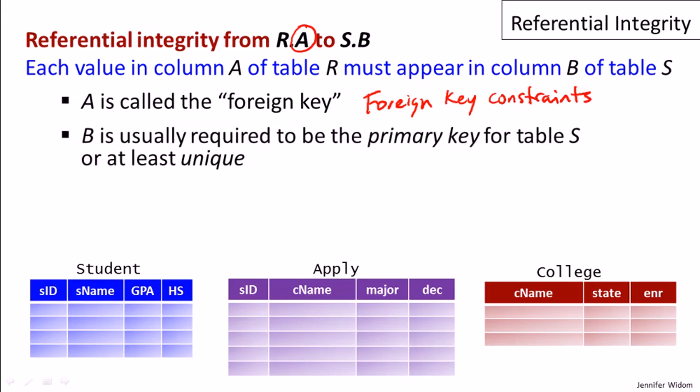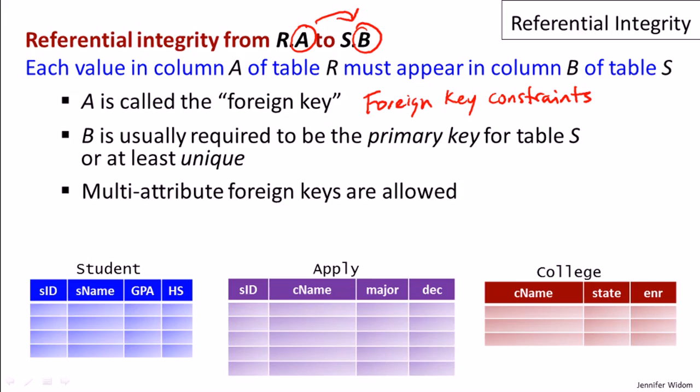Second, when we have a referenced attribute, in this case attribute B, so we have R.A to S.B, the referenced attribute is usually required to be the primary key for its table, or at least specified as unique. And that's more about efficient implementation than anything else, but it is a requirement in the SQL standard and in most systems.